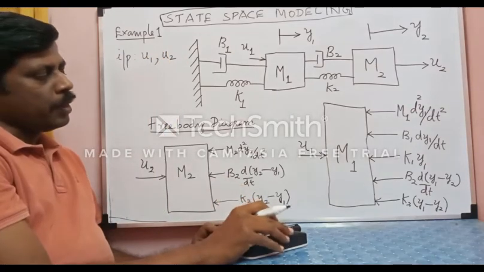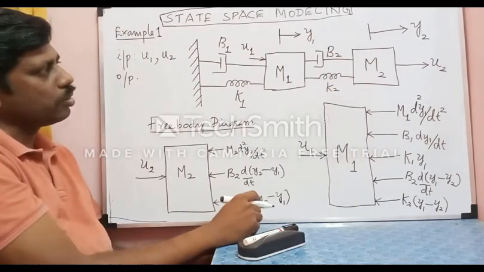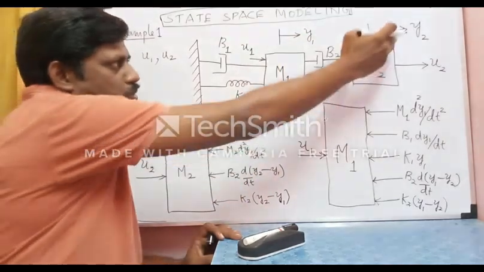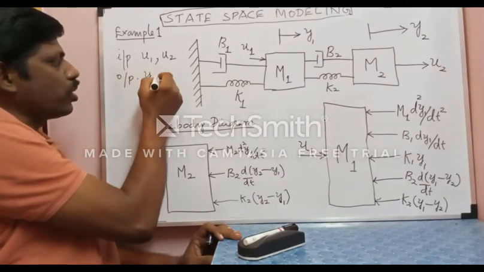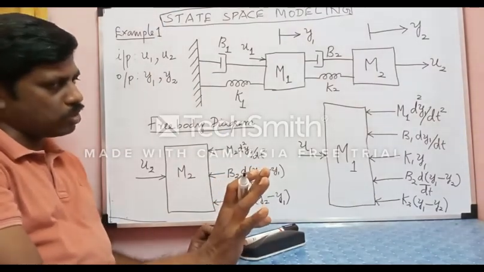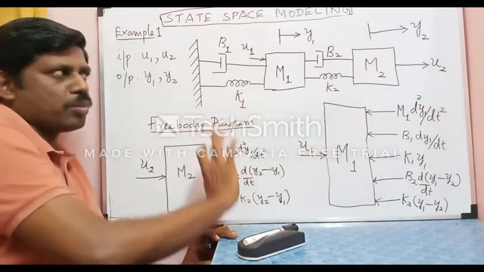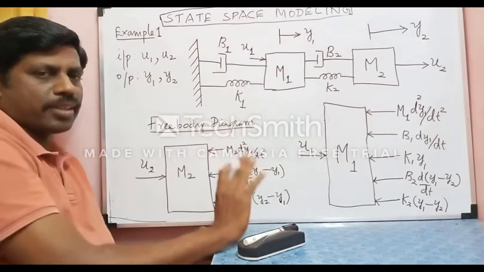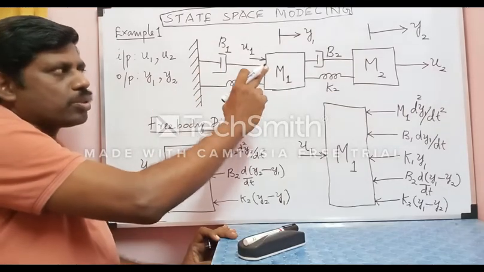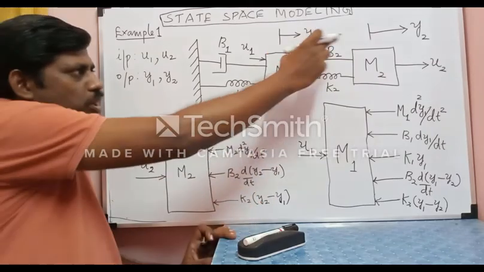Okay. Then, the outputs are the displacement of mass M1, that is Y1, and the displacement of mass M2, that is Y2. So Y1 and Y2 I am going to consider as outputs. Of course, there are other possibilities for outputs, such as the velocities of mass M1 and mass M2, or even accelerations. But for this study, I am going to take the outputs as the displacement of mass M1 and the displacement of mass M2, that is Y1 and Y2.